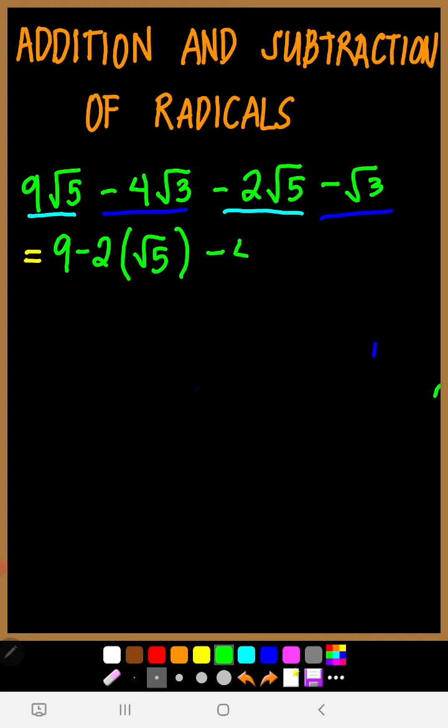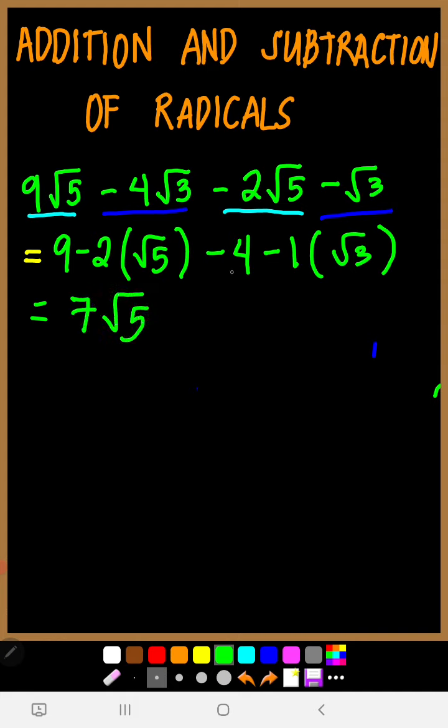Yan ay, so bali magiging negative 4 minus 1 square root of 3. So, 9 minus 2, that is 7 square root of 5. Negative 4 minus 1 is negative 5 square root of 3. So, bakit may negative 1 doon? Wala namang 1 doon sa tabi ng isang square root of 3. So, automatically, invisible 1 po siya. Okay, so our final answer is 7 square root of 5 minus 5 square root of 3.